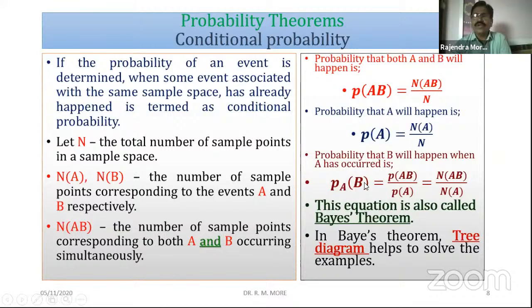We are going to find, in this case, the probability of event B when event A has already occurred. Okay, think thoroughly regarding the sample space. This is called the probability theorem.